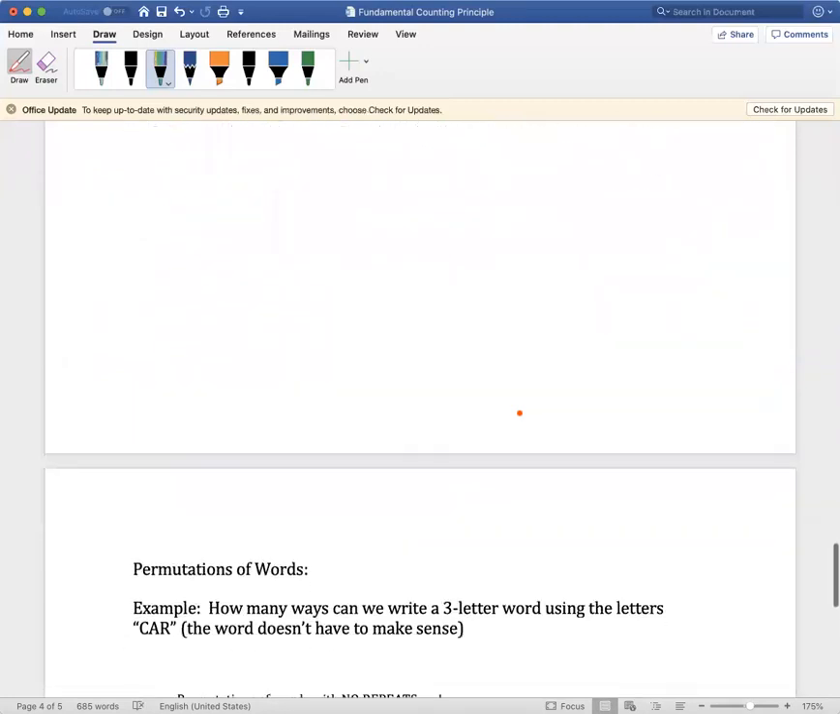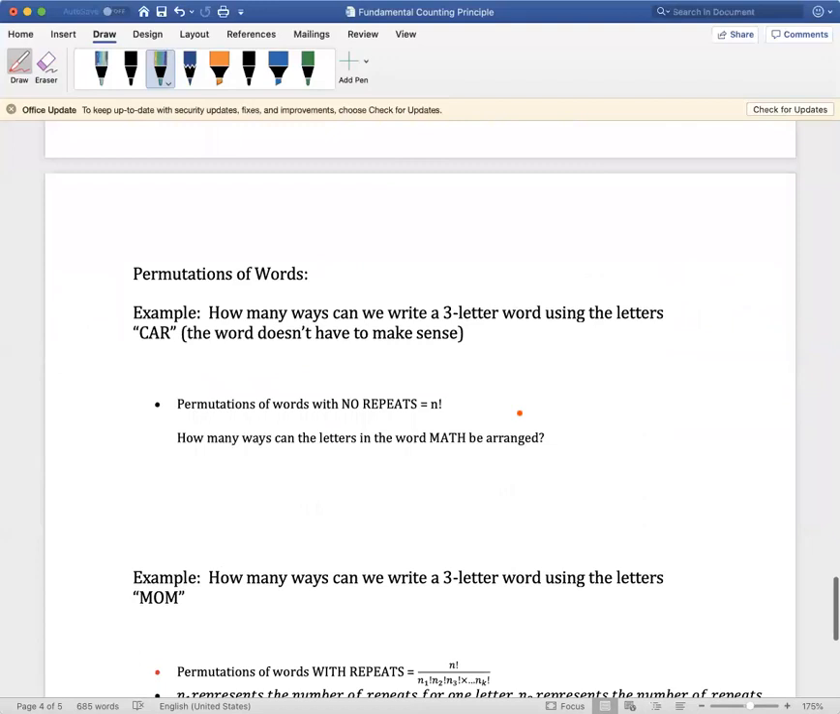One last thing I wanted to talk to you about before we end this section is this idea of permutations of words. What we mean here is if you have a word that has a certain number of letters in it, like the word car, how many different ways can we write a 3-letter word using the letters C-A-R, where the word doesn't have to make sense?